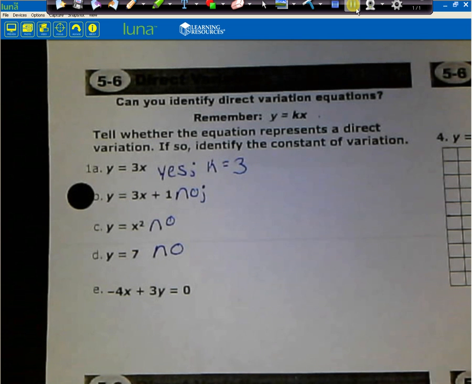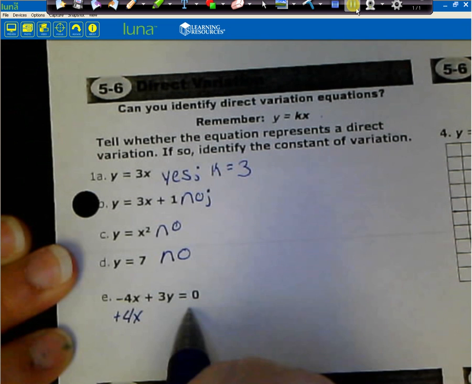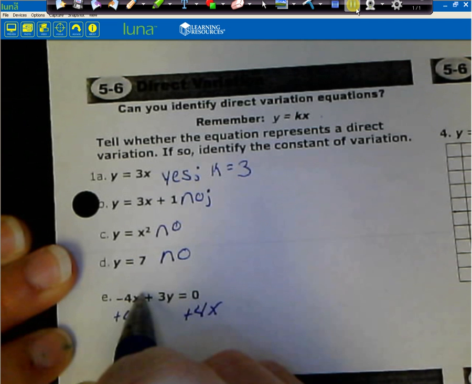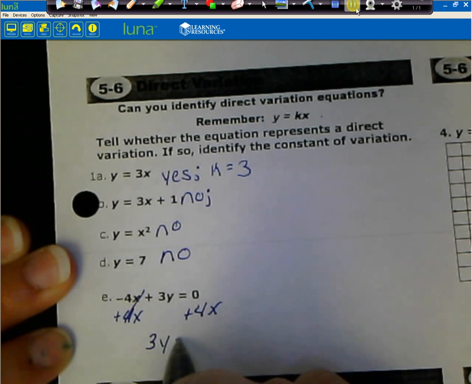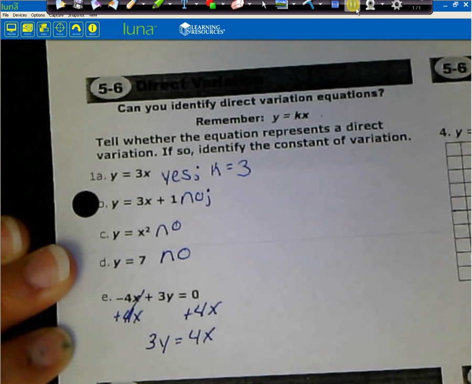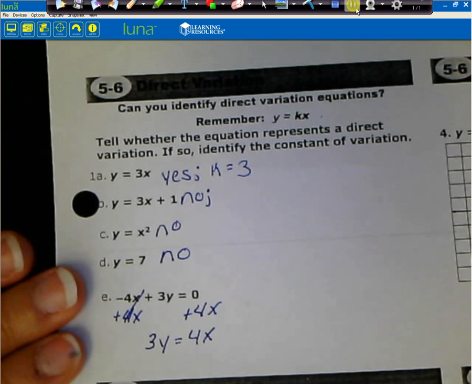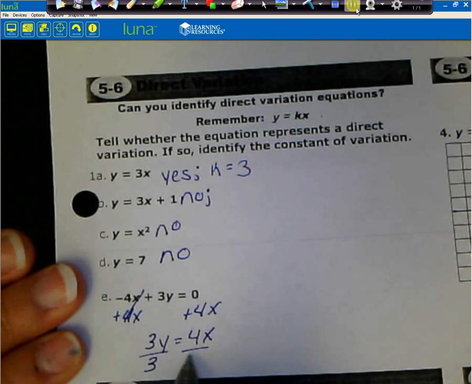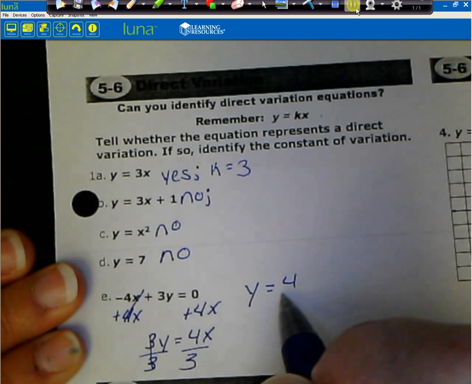Now the one right here with E is a little bit more difficult to tell whether or not it's actually a direct variation. We actually have to get the y by itself first in order to tell. So to get the y by itself, we're going to add 4x to both sides. And we get 3y equals 4x. And you can put plus 0, but you don't actually have to. And then I'm going to divide both sides by 3. So we actually get y equals 4 over 3 x.